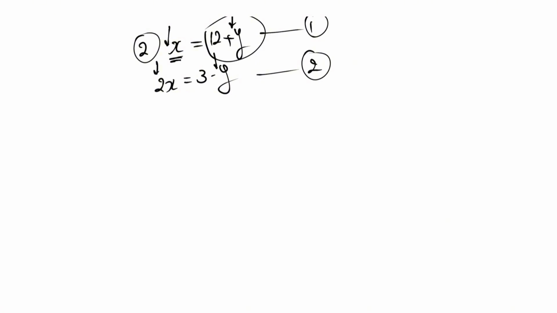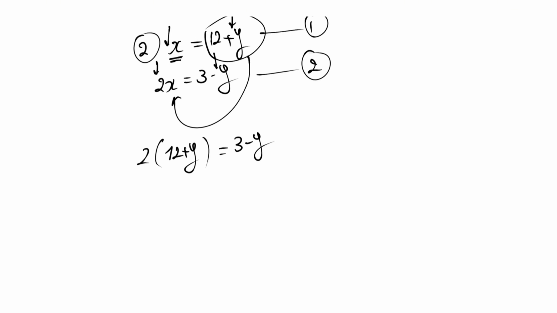So I'm going to replace it where? I'm going to replace it here. Understood? So it will be 2, what is the value of x? 12 plus y, equal 3 minus y. Okay? So now it will be one equation with one variable, so it will be easy to solve.